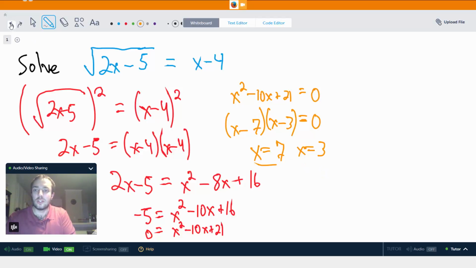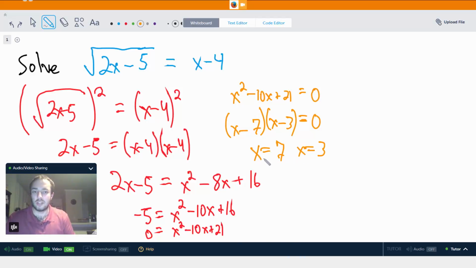Okay, so what happens then? Well, how do we fix that? What we do is we take both of these x values and plug them back into the original equation. It's very, very important that we use the original equation we were given. All right, and then we see if those x values actually satisfy the equation.